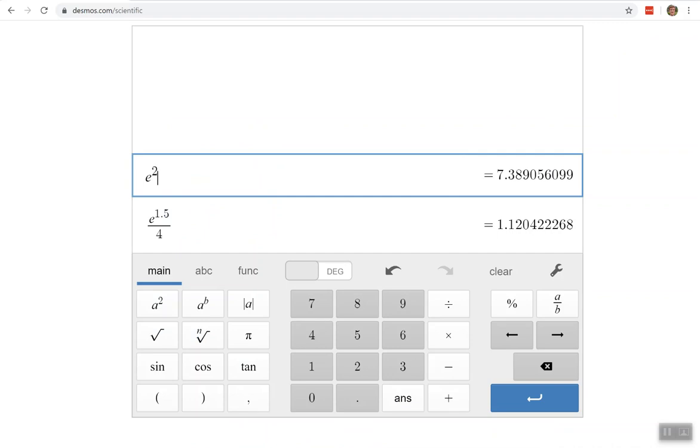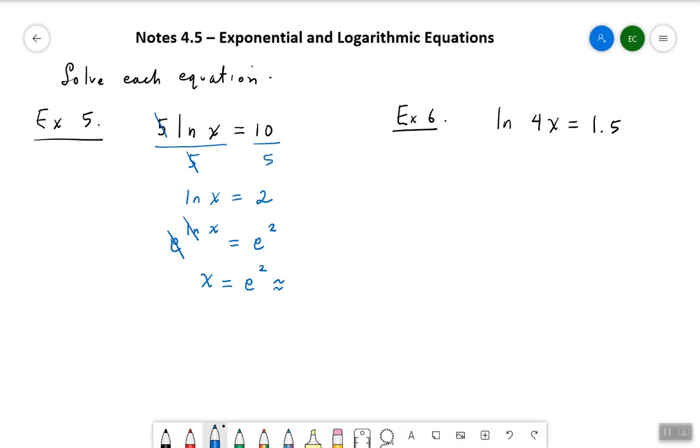Or you can type that into the calculator. e squared is equal to 7.389. 7.389 for our approximation.